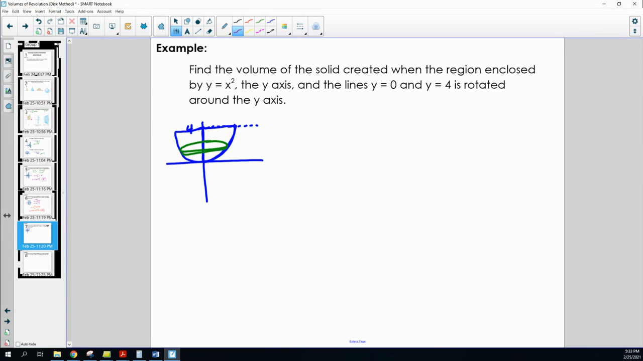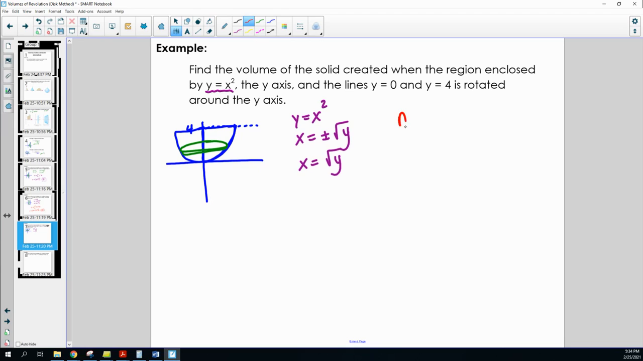So the problem that we have here is that our function is in terms of x. So we have y equals x squared. So we need to change that to be x equals something with y. If I solve for x, I have to take the square root. When I take the square root, I do get plus or minus the square root of y. However, looking to see where this is, because it's in the first quadrant, we know that it has to be the positive version. So x is going to be the square root of y.